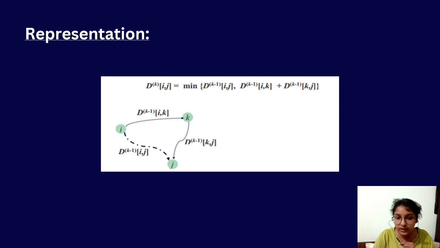Let's simply take an example. Let's say this is I and J is a direct node. I to J, let's say 5 is the distance.